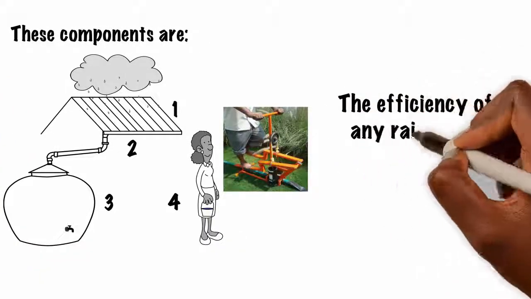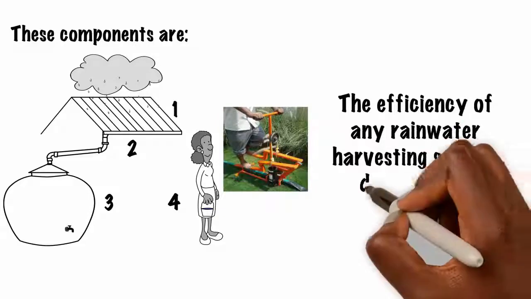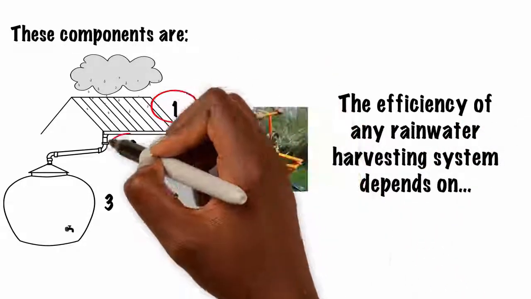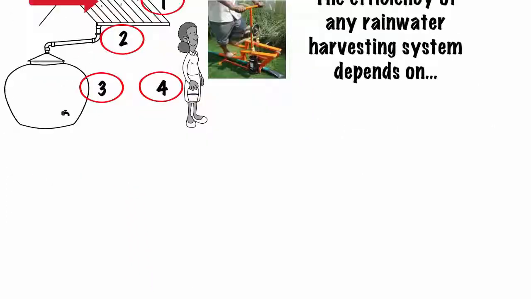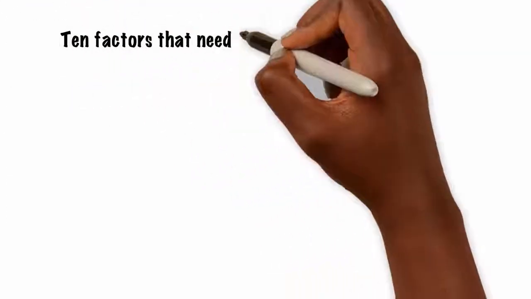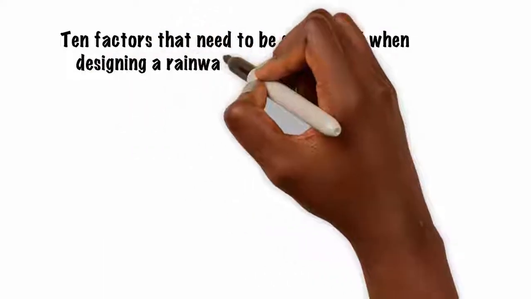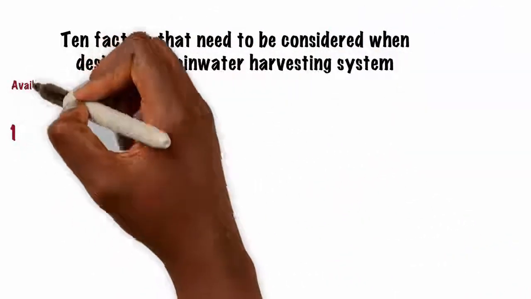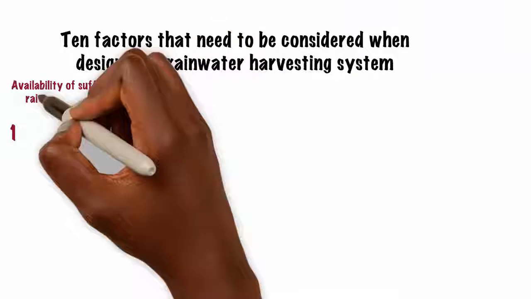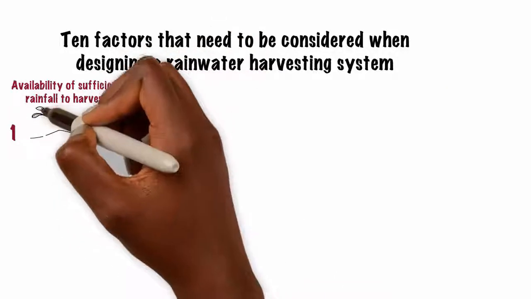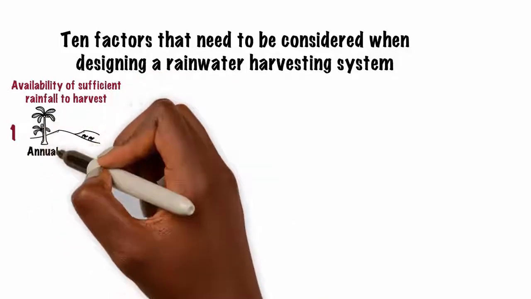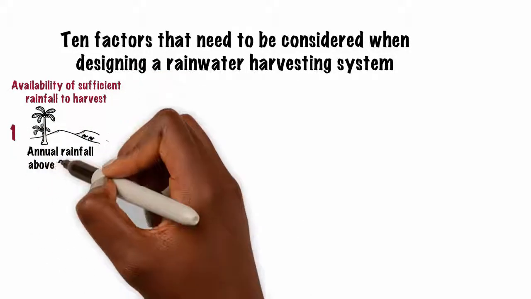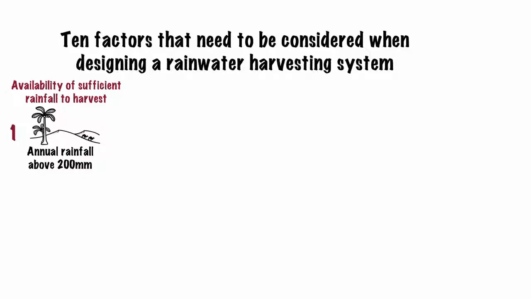The efficiency of any rainwater harvesting system depends on the effectiveness of each of the 4 components, as well as the availability of rainwater to harvest. There are 10 factors that need to be considered when designing a rainwater harvesting system. That is, 1. Availability of sufficient rainwater to harvest. All areas receiving an average of annual rainwater above 200 mm are potential areas for rainwater harvesting. Areas with 2 rainy seasons are the most favorable.